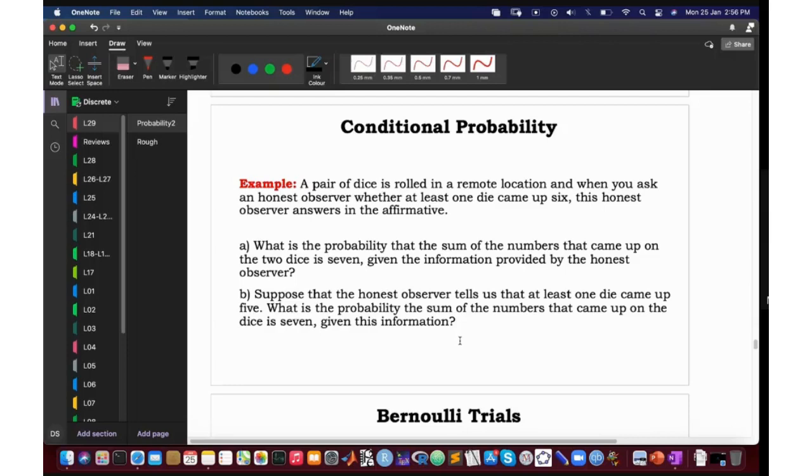A pair of dice is rolled in a remote location, and when you ask an honest observer whether at least one die came up 6, this honest observer answers in the affirmative. Okay, so you know that at least one die came up 6. What's the probability that the sum of the numbers that came up on the two dice is 7, given the information that one of the dice is 6?